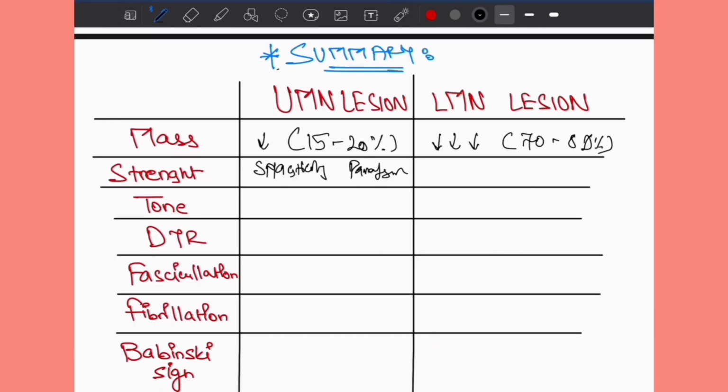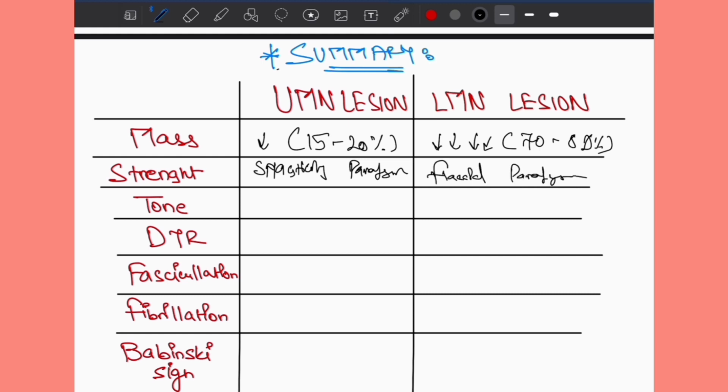Then comes the summary. Let's quickly revise all the points. In the mass, in upper motor neuron lesion, the mass was decreasing up to 15 to 20%. In lower motor neuron lesion, it was severely decreasing, about 70 to 80%. In relation to strength, spasticity paralysis occurs, and in lower motor neuron, it was flaccid paralysis.